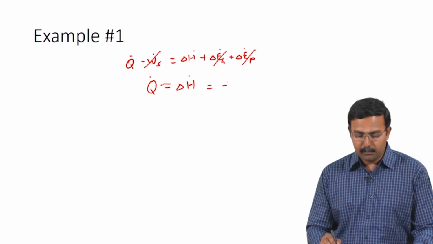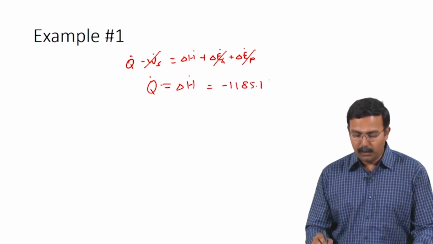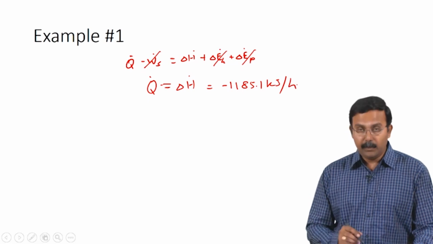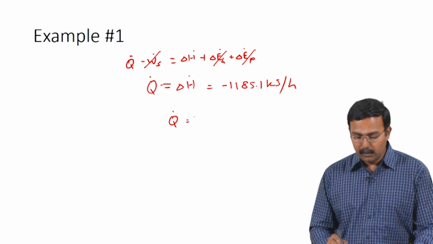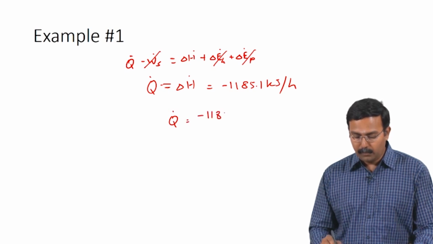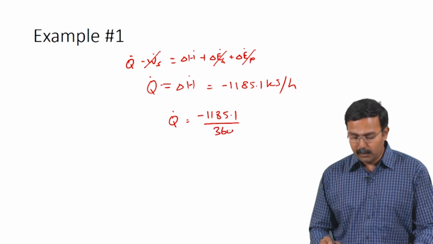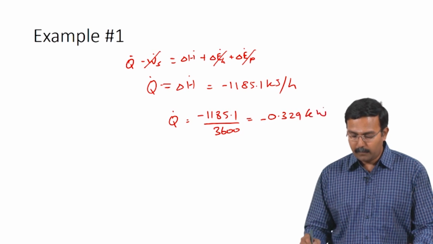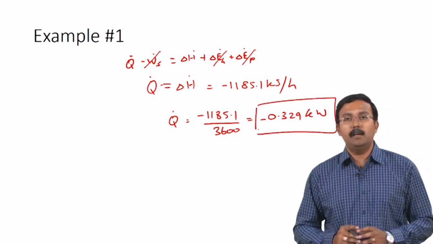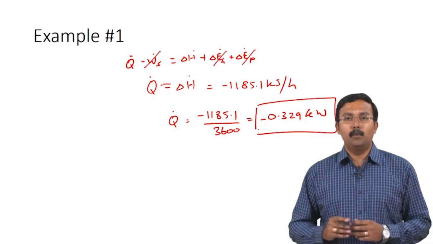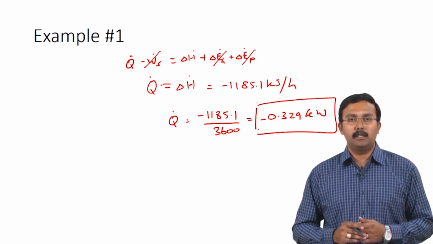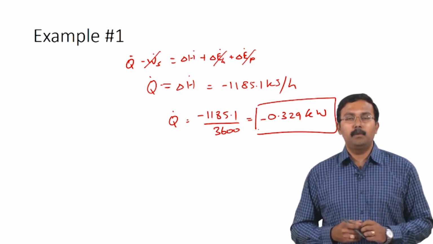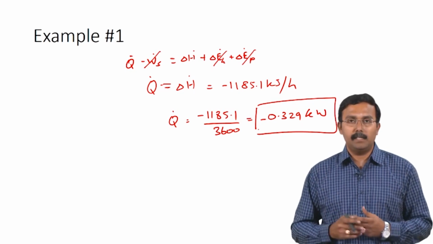So, which we calculated as minus 1185.1 kilojoules per hour. We want to calculate Q dot in kilowatts, which means Q dot equals minus 1185.1 divided by 3600, which is equal to minus 0.329 kilowatts. So, the rate of cooling that is required is 0.329 kilowatts. So, because it is heat being removed, we have a negative sign associated with it. So, this is one example problem to help us understand how to perform energy balance calculations.